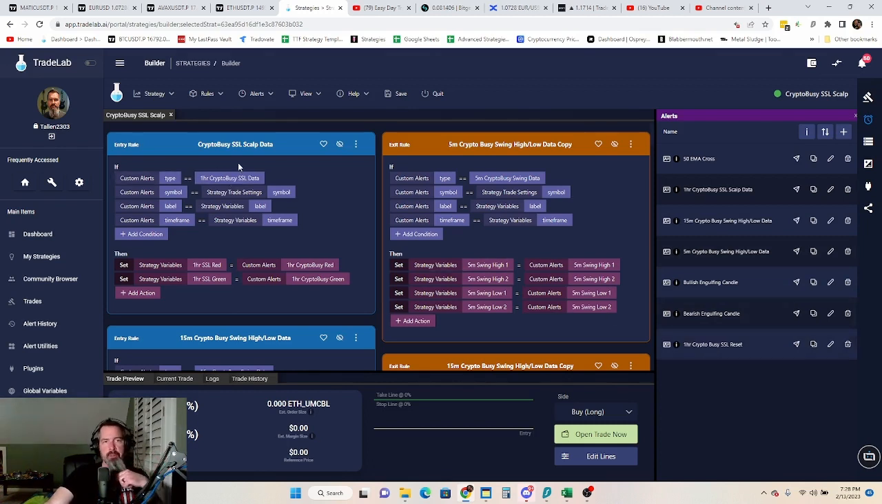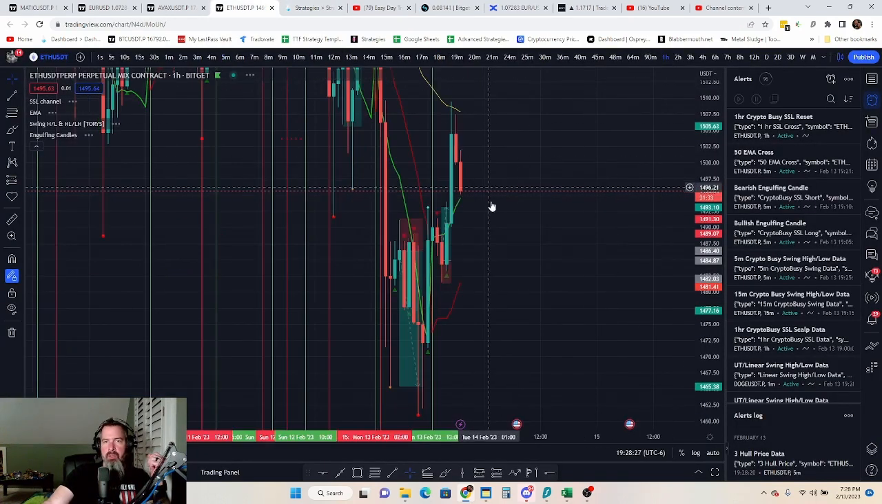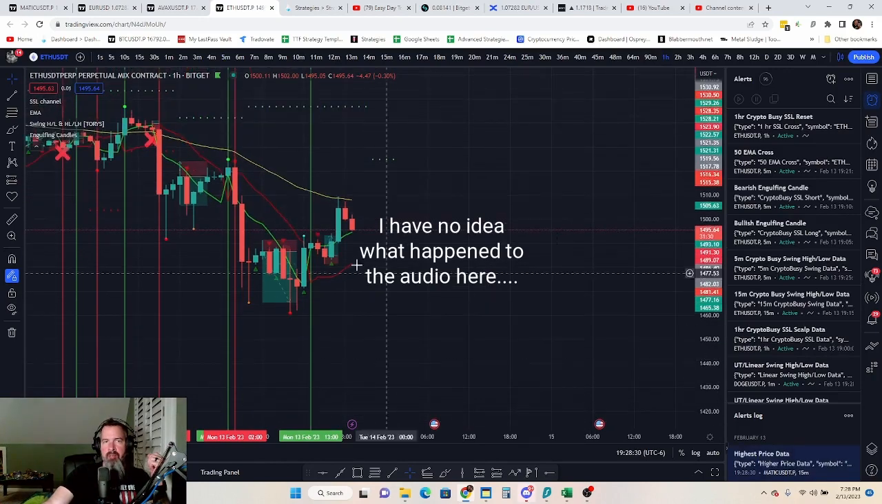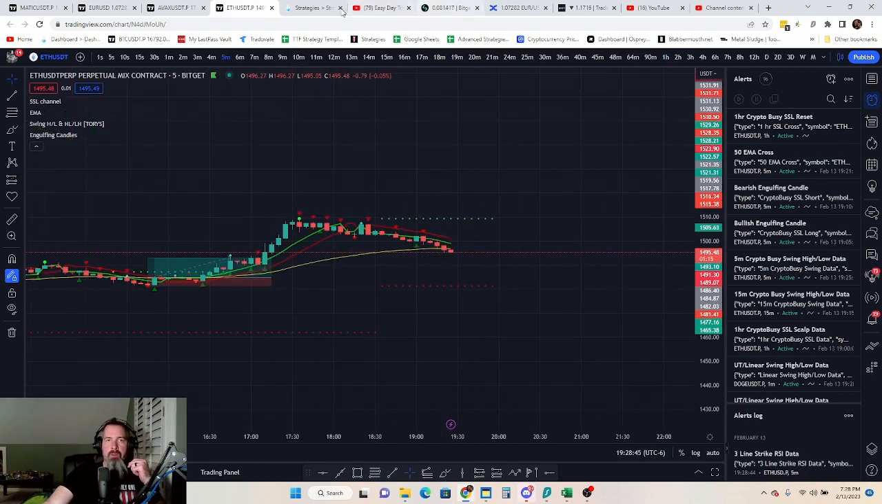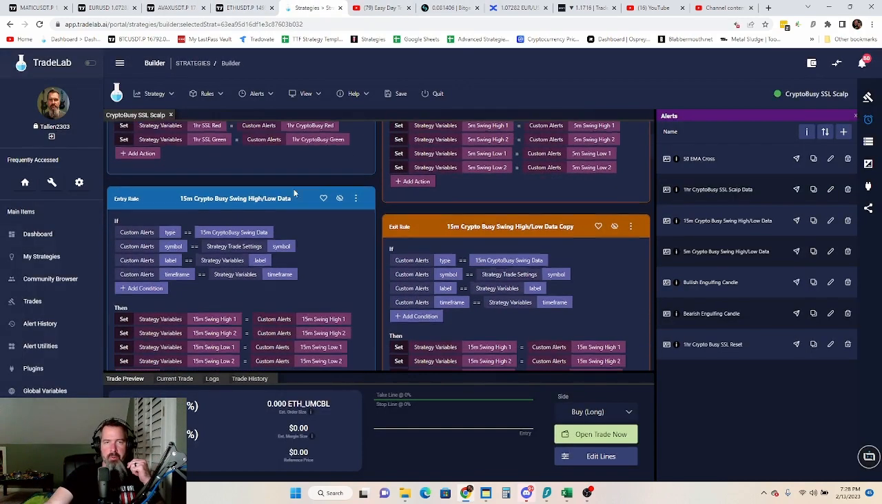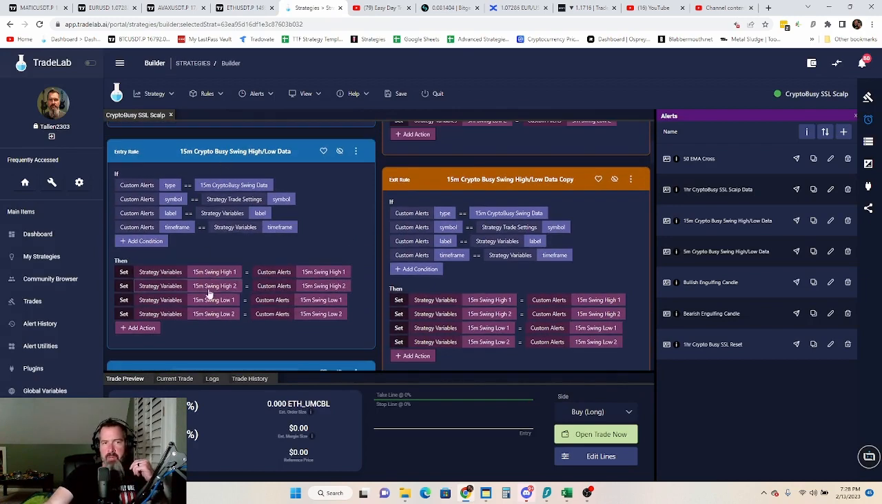I'll show you what that is. Here we've got our data coming in from the value of the 1 hour SSL. It doesn't have alerts in this indicator, so we're just going to track the value. If this line is greater than this, we're going long. If the red line is greater than the green line, we're going short. So here, this is tracking. We want it to track on both sides, so I copied that to the other side. Got our 15-minute swing high and low data, which is changing all of our variables to the custom alerts when they come in.